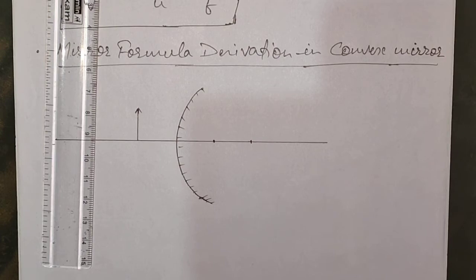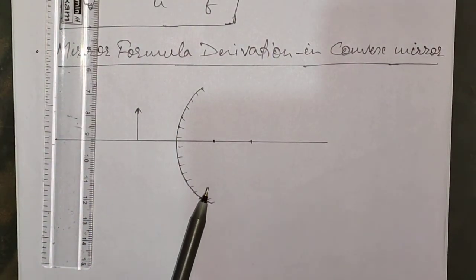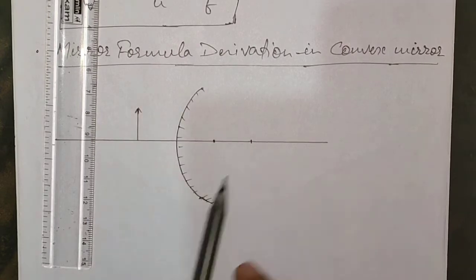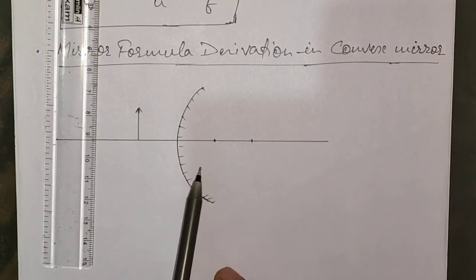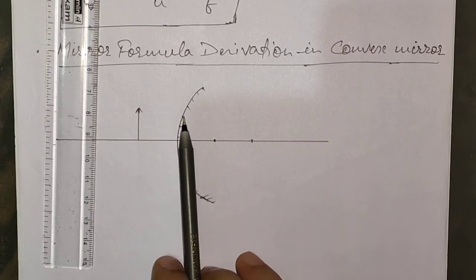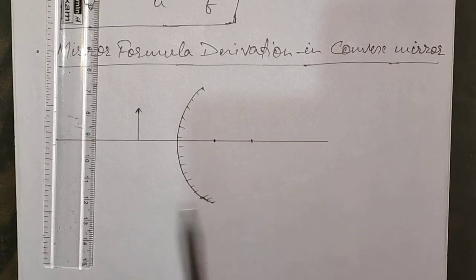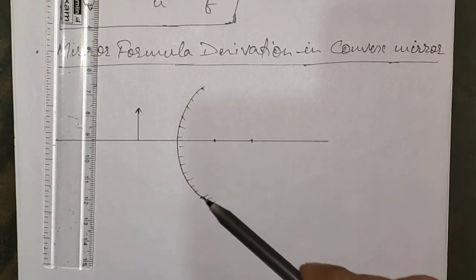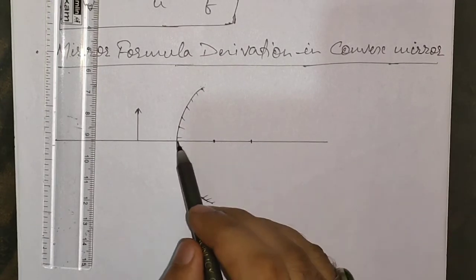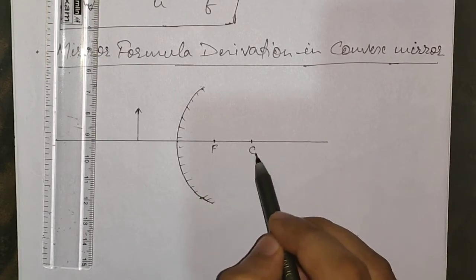I have started drawing the ray diagram for you. I have already done some of it so that we can save some time. This is the case of a convex mirror we have taken. One more thing we should assume here is that the aperture of this convex mirror is going to be very small in comparison to the radius of curvature. Let us denote the focus as f and the centre of curvature as c.